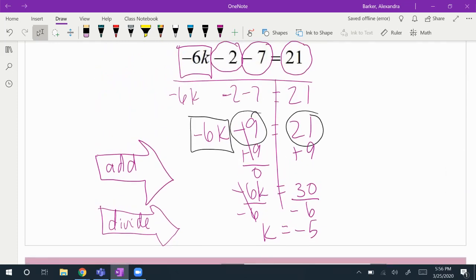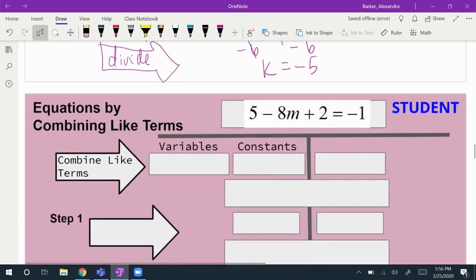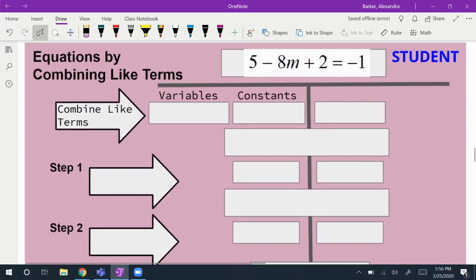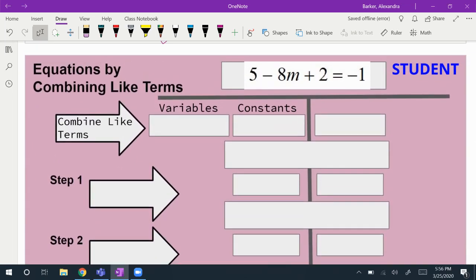All right, you should have paused the video and done that on your own. If you haven't yet, pause it and do it now. Once you've tried it on your own, let's go over this one together. Okay, very first thing that I like to do, just to help me, is put a circle around my constants, boxes around my variables. That way I know what I'm combining together.